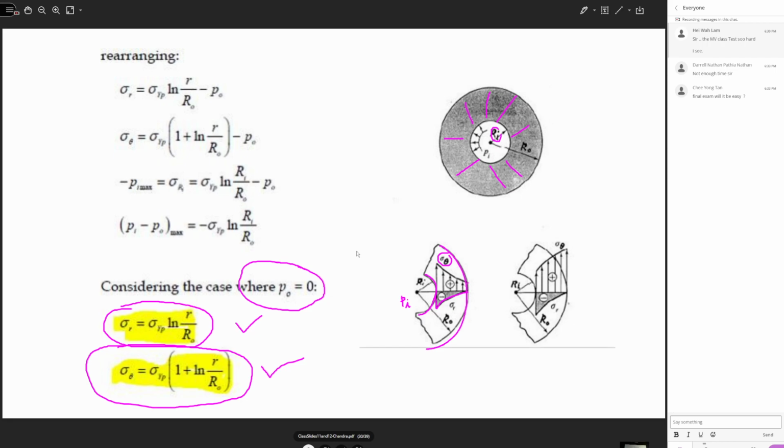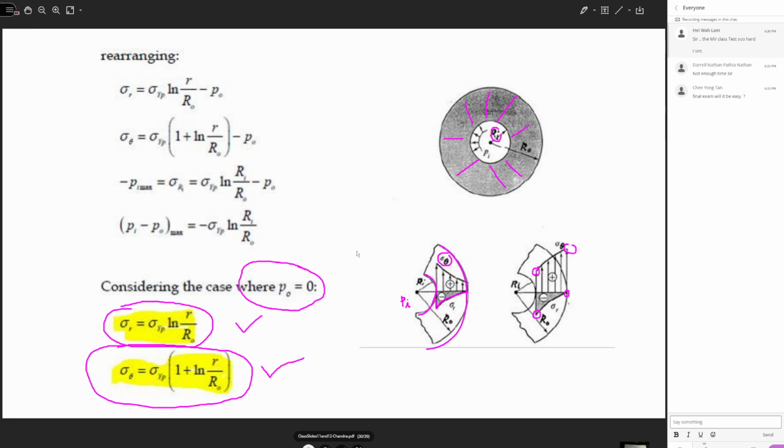This is normally under elastic conditions. Under fully plastic conditions, the radial stress behavior will not change. It is equivalent to negative internal pressure, and at the outer radius it will be zero. Whereas the tangential stress is not maximum at the inner radius, but it will be maximum at the outer radius, and it gradually increases.